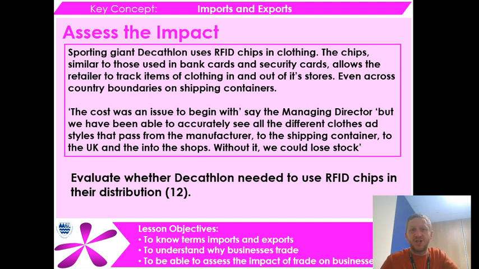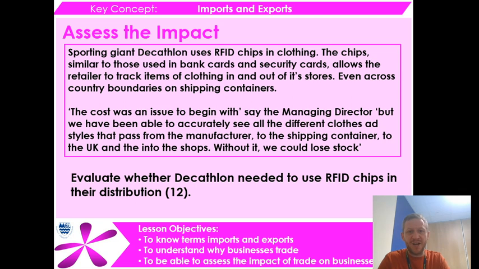Allows the retailers to track items of clothing in and out of its stores, even across country boundaries or shipping containers. So I don't know if you've been to Decathlon, but to buy stuff, you don't have to scan it. You literally drop it into a bucket and it picks up what's in there and tells you how much it is. But this tracks really easily goods going through doors or in containers or across countries. They want to check it. The cost was a real issue to begin with, says the managing director, but we've been able to accurately see all the different clothes and styles that pass from the manufacturer to the shipping container, to the UK, to the shops. Without it, we could lose stock.